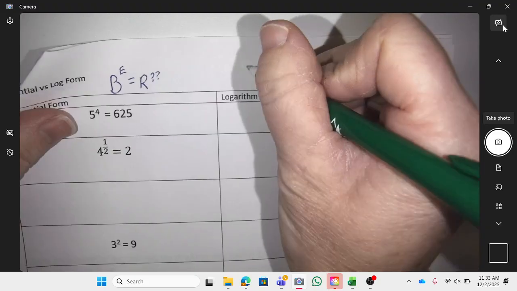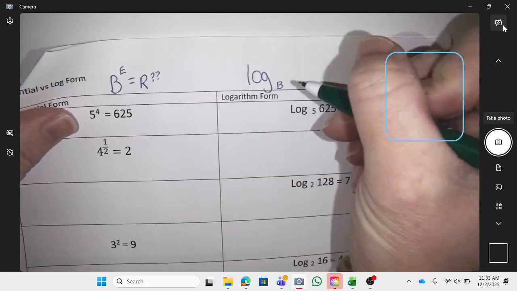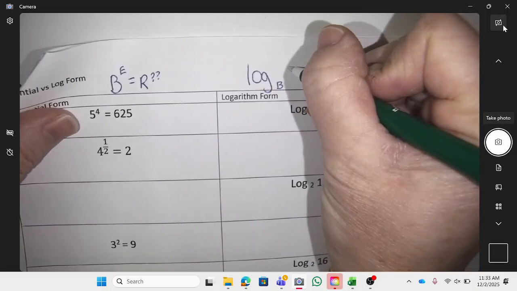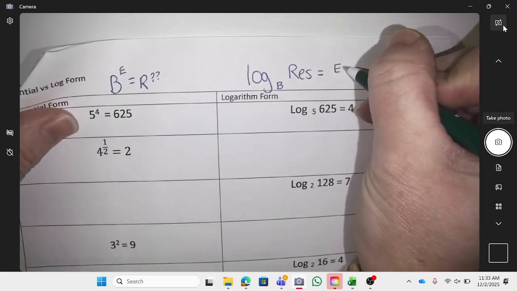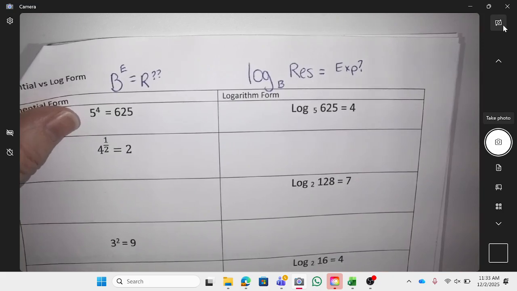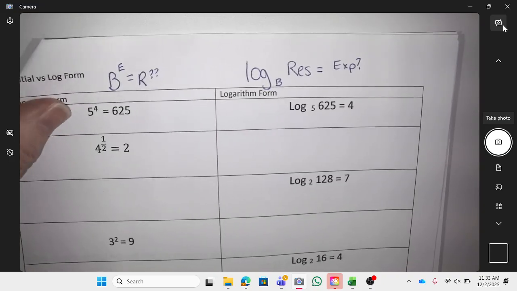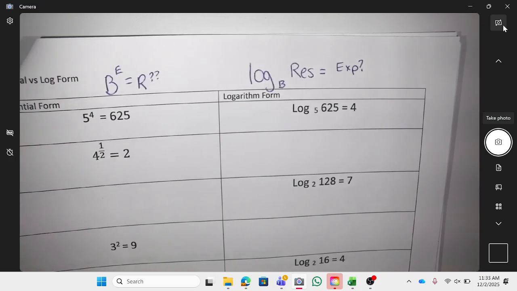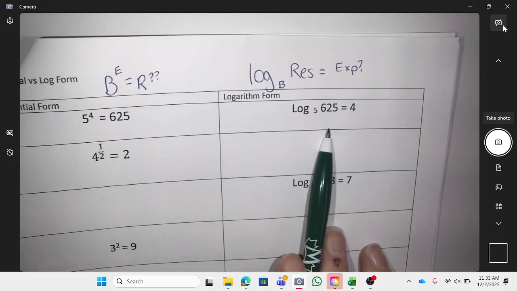Versus log form is going to look like this. Log, I'm going to give you the base, I'm going to give you the result, and then you're going to be backwards telling me what's the exponent now. So we're going to have to figure out how to change the forms between. If I give you a log, can you change it, and can you change it back? I've done the first one for you.